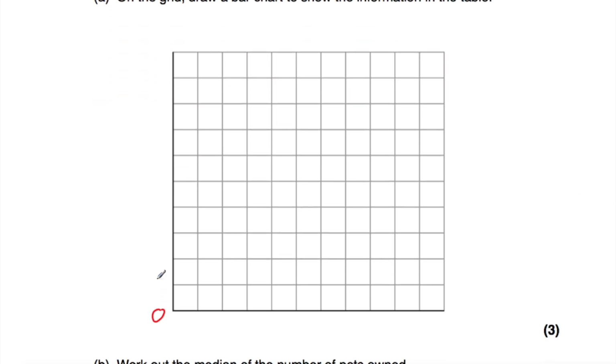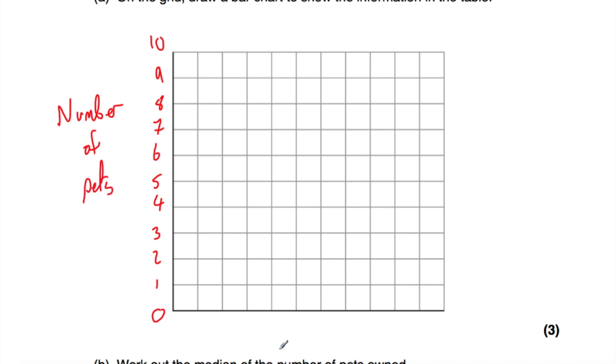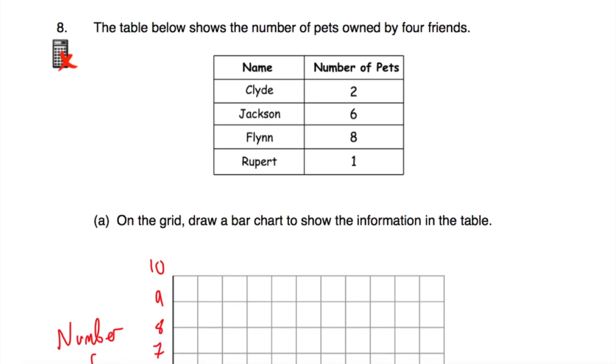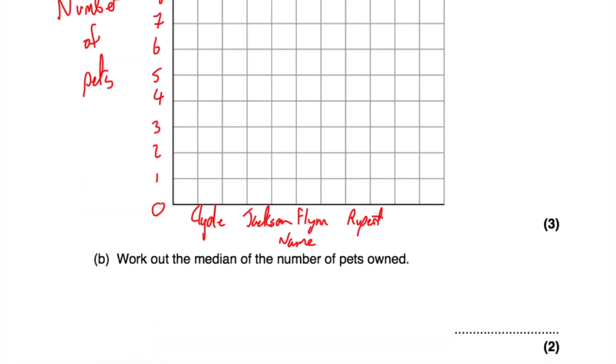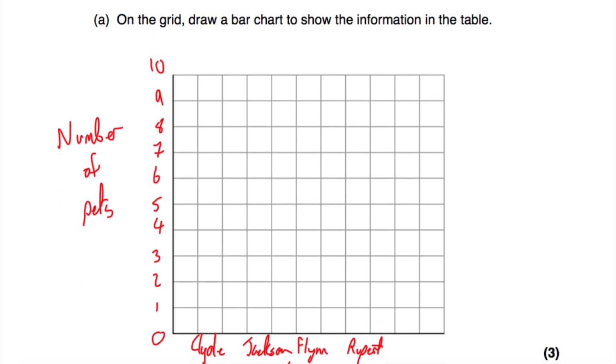So if we start at 0, 1, 2, 3, 4, 5, 6, 7, 8, fantastic, 9 and 10, and that's number of pets, and then we'll get each of the friends going across horizontally. So I'm just going to write there a name, and the names of the people are Clyde, Jackson, Flynn, and Rupert. And then the question says we've got to complete the bar chart, so let's draw the bar chart.